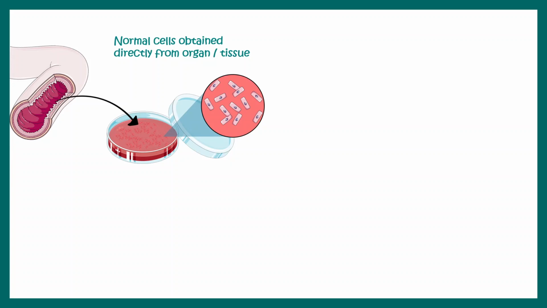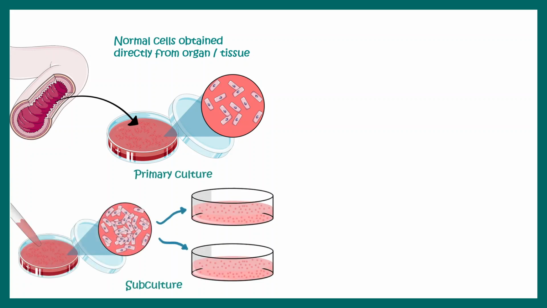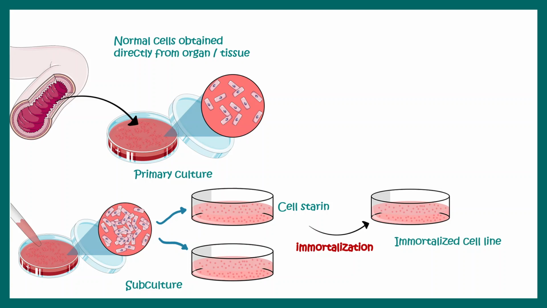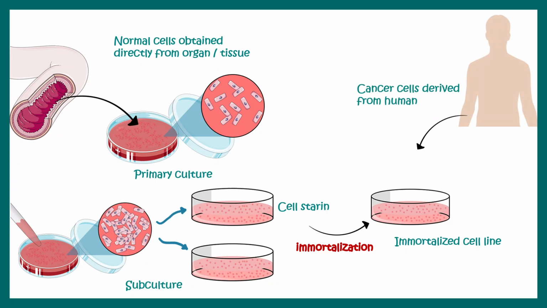Now, generally, normal cells are obtained from tissue or organ, and you form a primary culture out of them. Primary culture is then subcultured. After subculturing, you generate a cell line. From that cell line, you can select a portion, a subset of that cell line, and you can make them immortal and make them an immortalized cell line. Or also, you can take the cells from a cancer patient and make a cancer cell line, which are immortal.